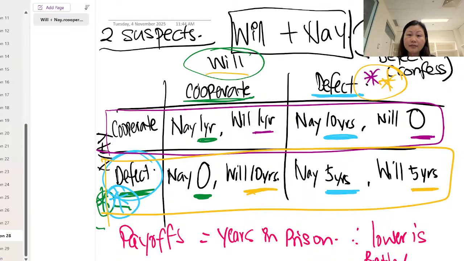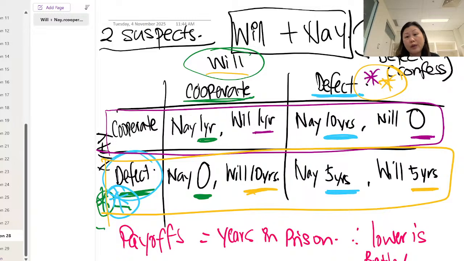On the other hand, if Nay was to cooperate and Will was to confess, then Will will get no jail time, but Nay will get 10 years in jail. And vice versa, if Nay confesses and Will stays silent and cooperates, Will will get 10 years in jail and Nay will get no jail time. On the other hand, if both of them confess, both of them will get 5 years in jail.